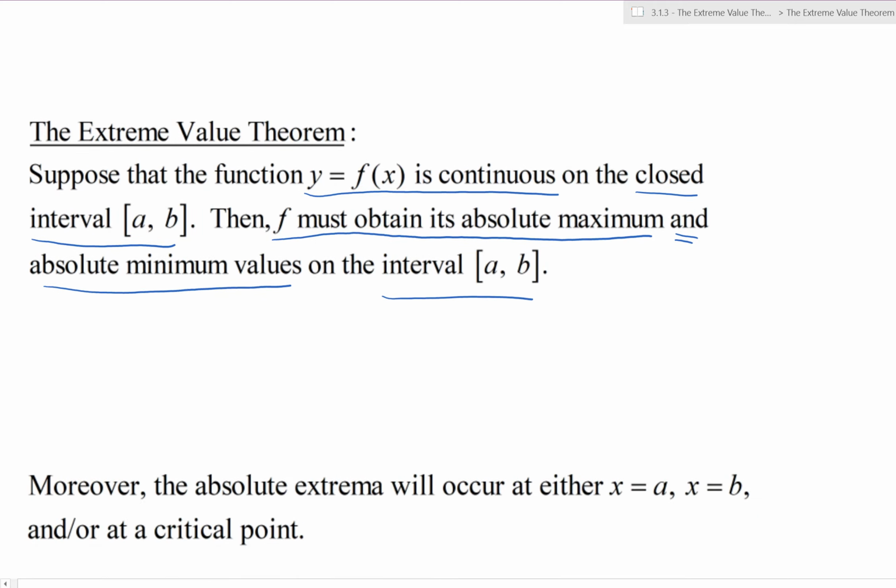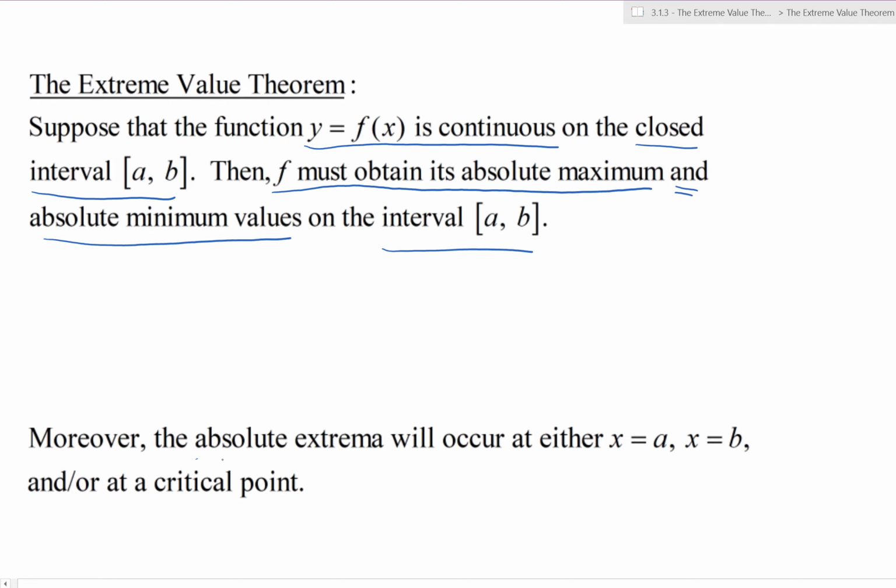Moreover, these absolute extrema, the max and mins, are going to occur either at x is a or x is b, so those are at the endpoints like we've seen in the previous examples, or we should say, a critical point location. So we saw that through 4 different examples, a variety of different situations for which this occurred.